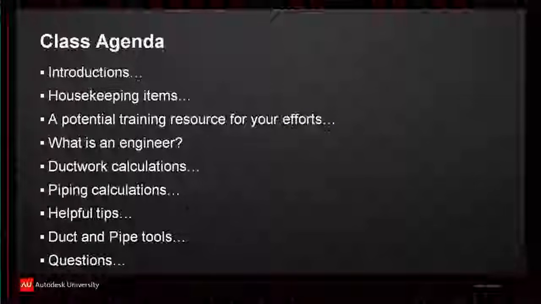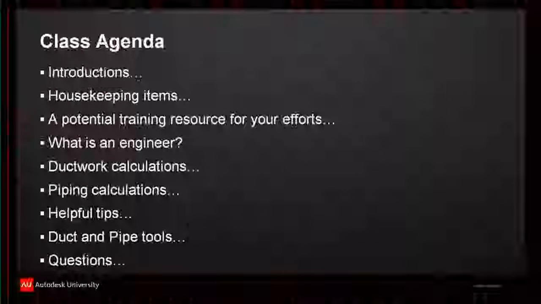We're going to talk about what an engineer is. That will set the stage of what we're dealing with to drive adoption with the engineering types within our firm. And then we're going to break that down to ductwork calculations and piping calculations. And we're going to see how those apply to Revit MEP. We're going to get into the product under helpful tips.